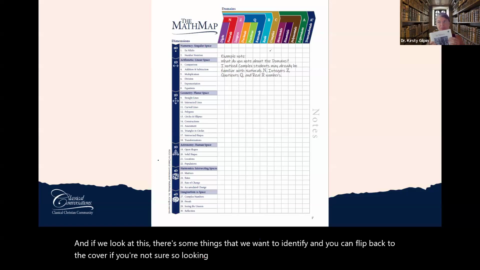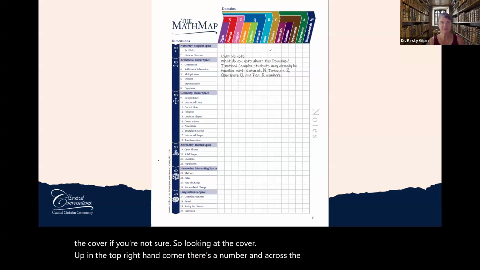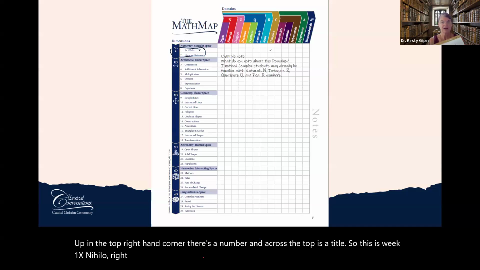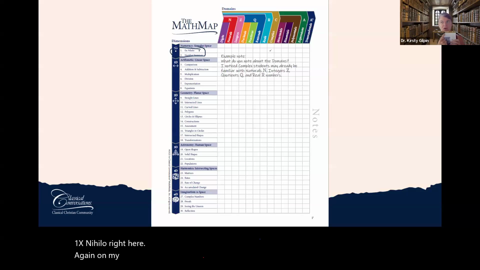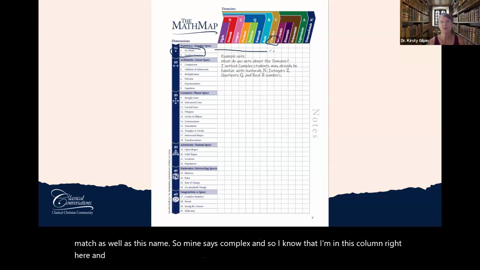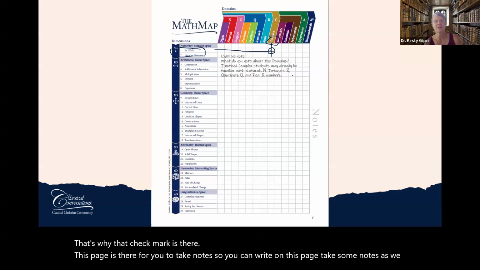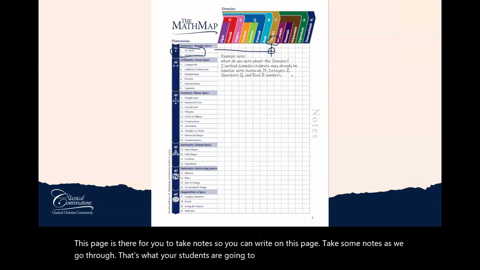So looking at the cover, up in the top right-hand corner, there's a number. And across the top is a title. So this is week 1, ex nihilo, right here. Again, on my cover, looking at this gold bar or whatever color bar you have, that color will match as well as this name. So mine says complex. And so I know that I'm in this column right here. And so looking at where these two intersect, that's why that check mark is there. This page is there for you to take notes. So you can write on this page, take some notes as we go through. That's what your students are going to be encouraged to use this page for as well.